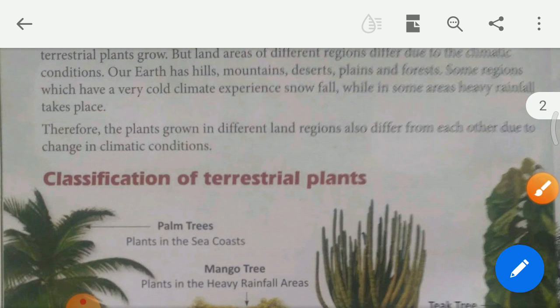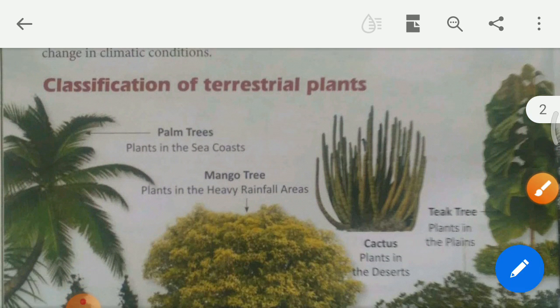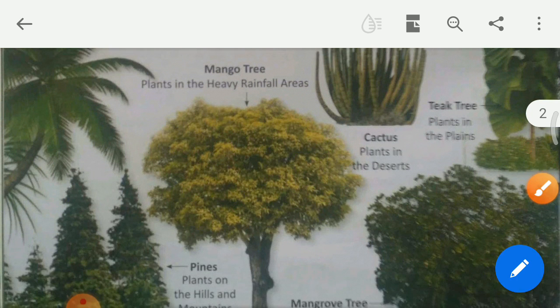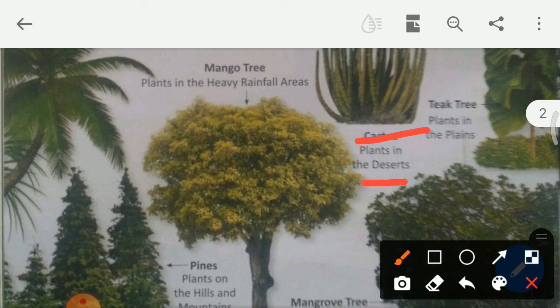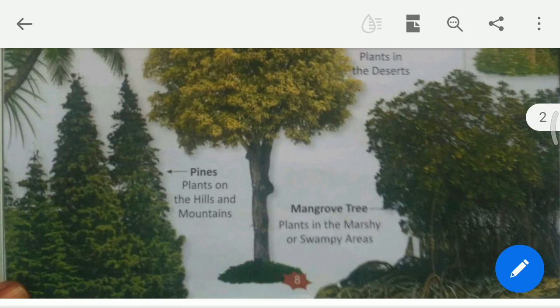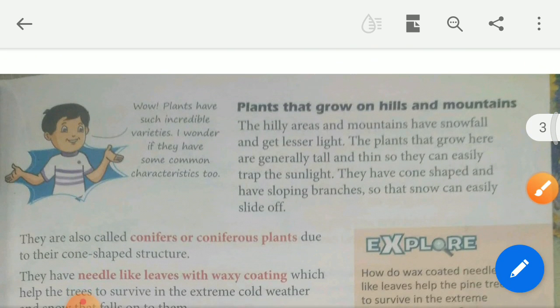And under the classification of terrestrial plants, we have the palm tree that is grown in sea coast areas, the mango tree that is grown in heavy rainfall areas, the cactus that grows in desert, the teak tree that grows in plain areas, the pine tree that grows in hill and mountain areas, and the mangrove plant that is grown in marshy or swampy areas. These are your book contents.